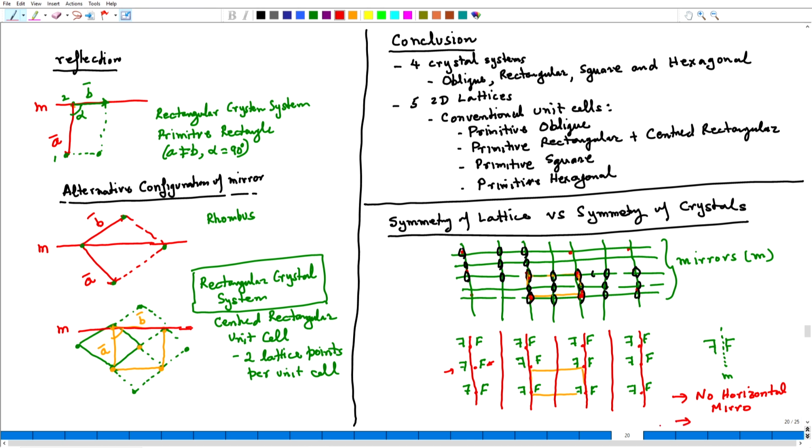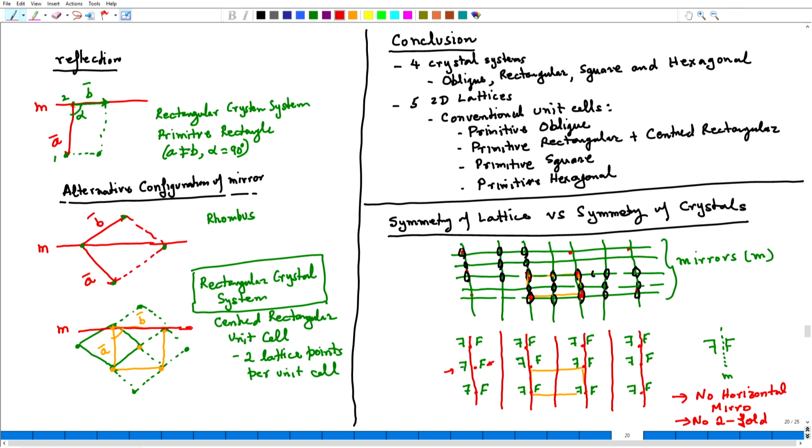Is there anything missing? How about the two-fold rotational symmetries that were there in the lattice? So, two-fold rotational symmetry, if I try to do this, again I find that all the two-fold rotational symmetries are also gone. So, no twofold. So, no horizontal mirrors, no twofold, only the vertical mirrors are present.